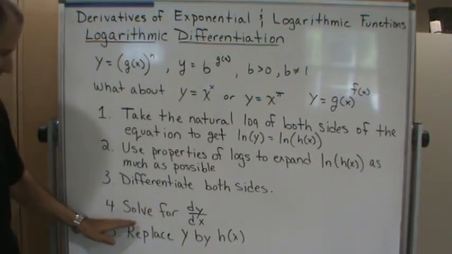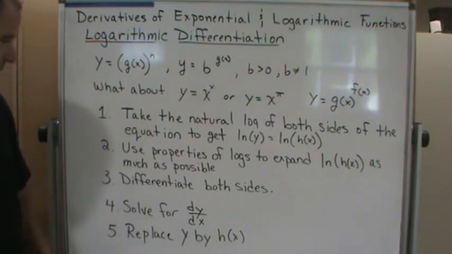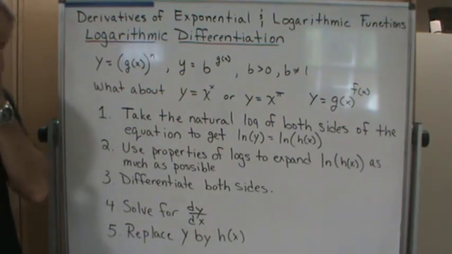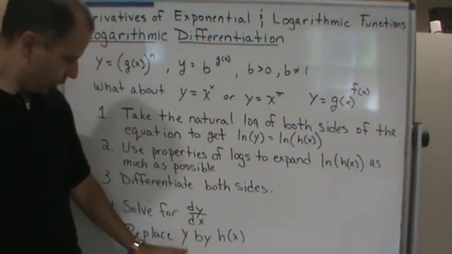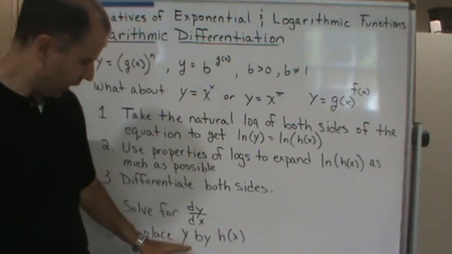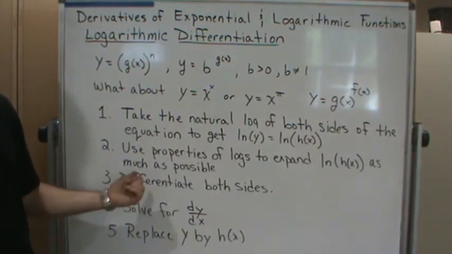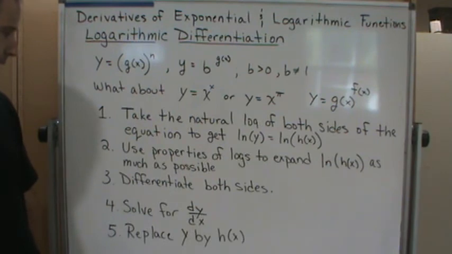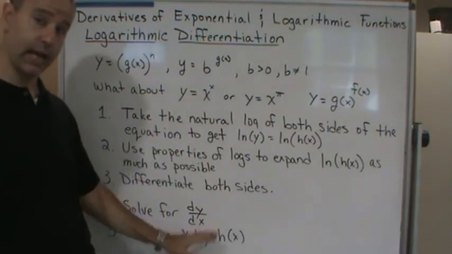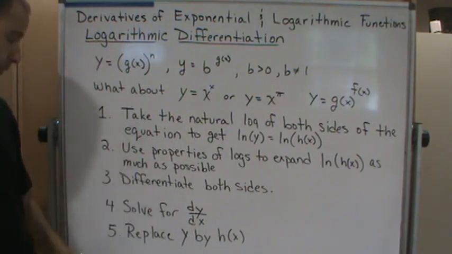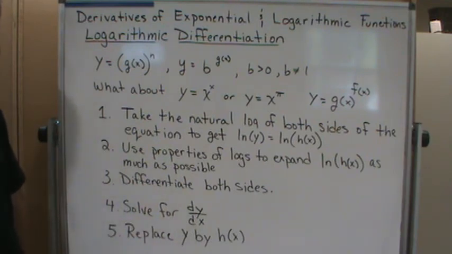Then step 4 is solve for dy dx. We do that by multiplying both sides by y. And once we solve for dy dx, we replace y with h of x again, just like we did before in that past example. I didn't say anything about logarithmic differentiation, but that's what I was actually using in that previous example. So now you know. This is called logarithmic differentiation, and it's used to handle some complicated looking functions.